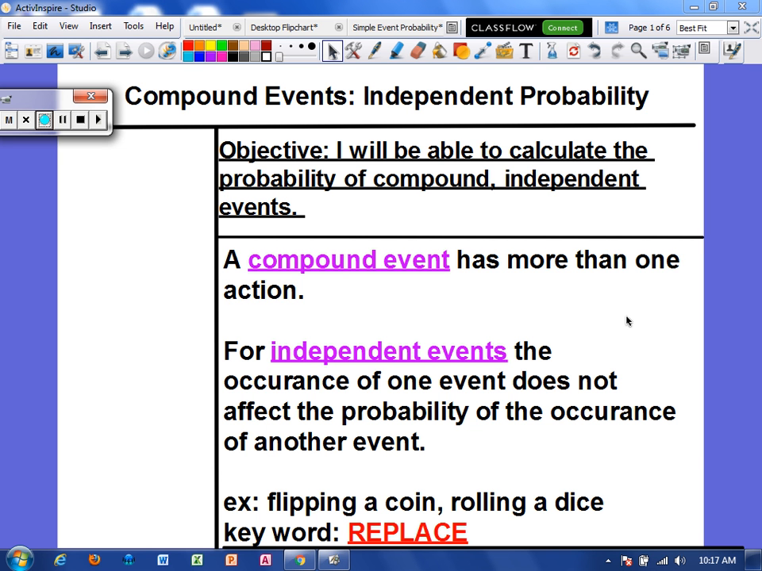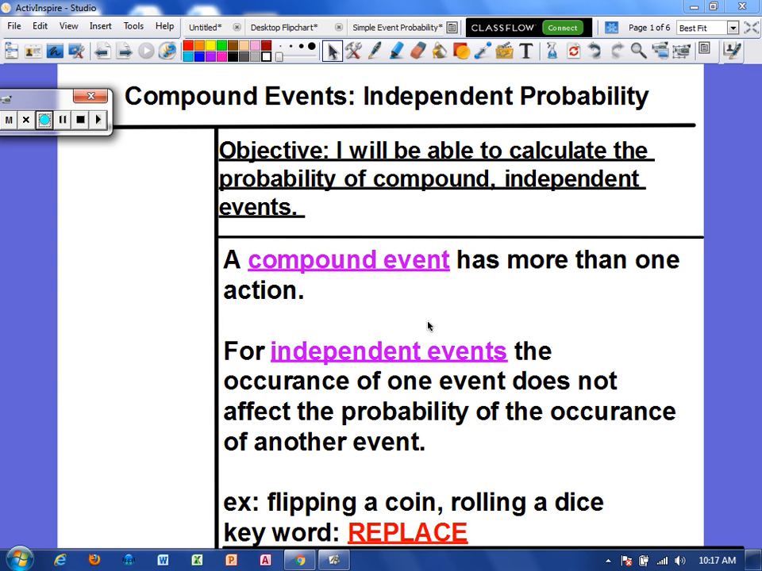So last video we learned about simple events, and in a simple event only one action occurs. So in a compound event there is going to be more than one action. So you may be asked to find the probability of landing on tails when you flip a coin and rolling a 4 when you roll a die. So in that situation, two actions are happening.